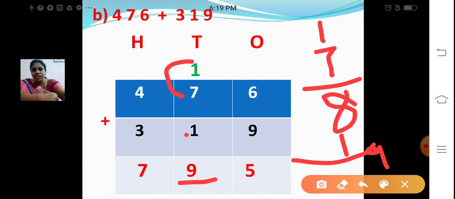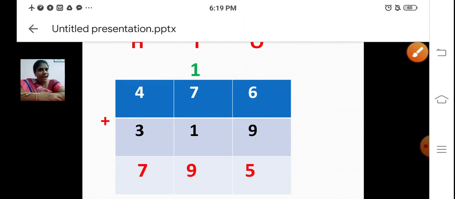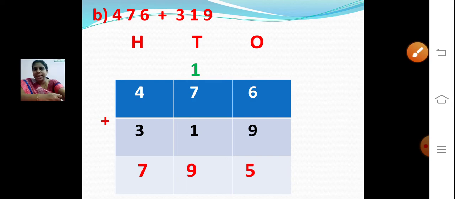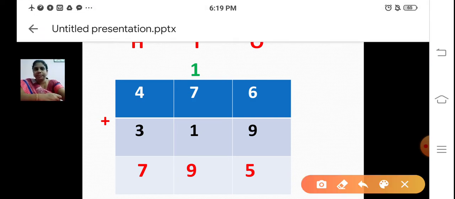So write 9 tens. How many tens? 9 tens. Now let's move on to the hundreds. Is there any carryover? It's a single digit number, right? So there is no carryover. So write the number as it is. 1 plus 7 is 8 and 8 plus 1, 9. Now let's move on to the next one.